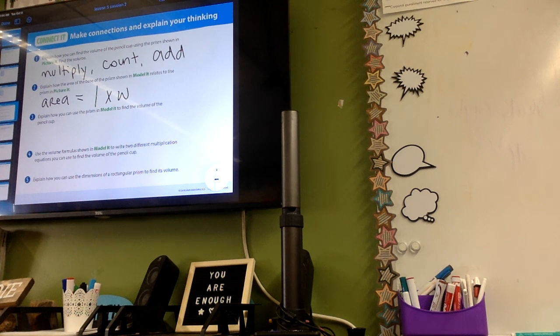All right, number 3. Explain how you can use the prism in Model It to find the volume of the pencil cup. Multiply or add. We can't count because in that one we don't have any unit cubes.